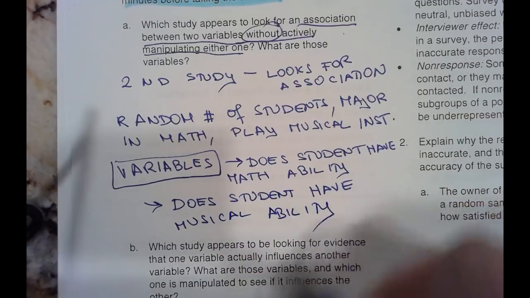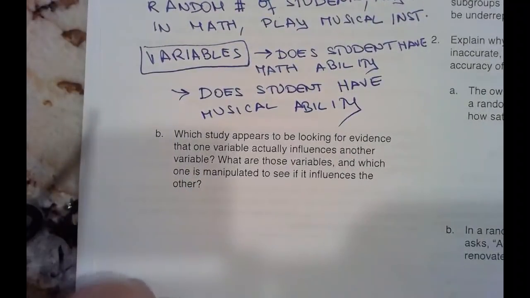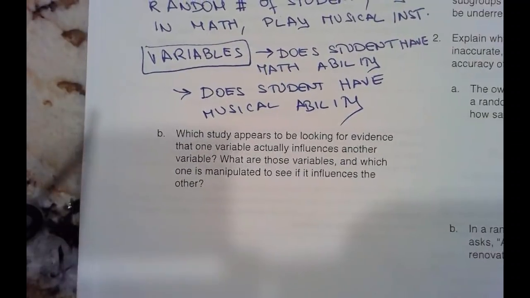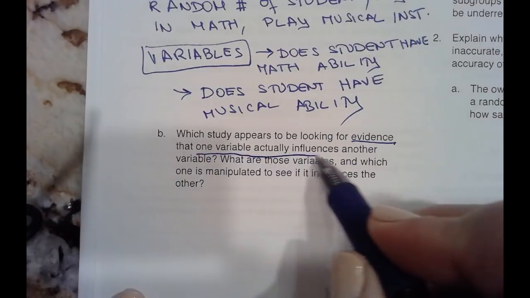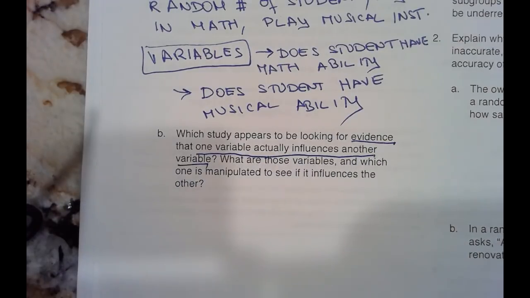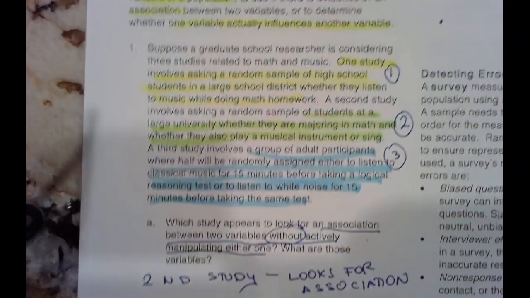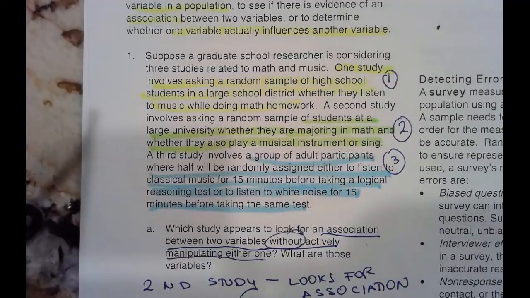Okay, the next question. Which study appears to be looking for evidence that one variable actually influences another variable? So we are looking for the study that would look at whether one variable actually influences another variable, what those variables are, and which one is manipulated to see if it influenced the other. So go back to our three scenarios and take a look, and see if you can determine which study would manipulate.